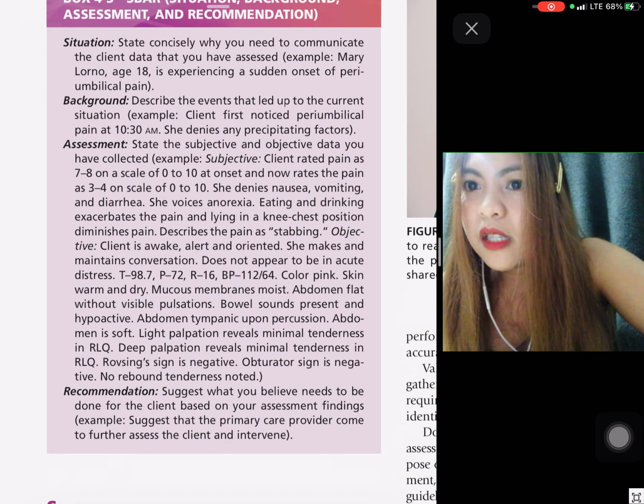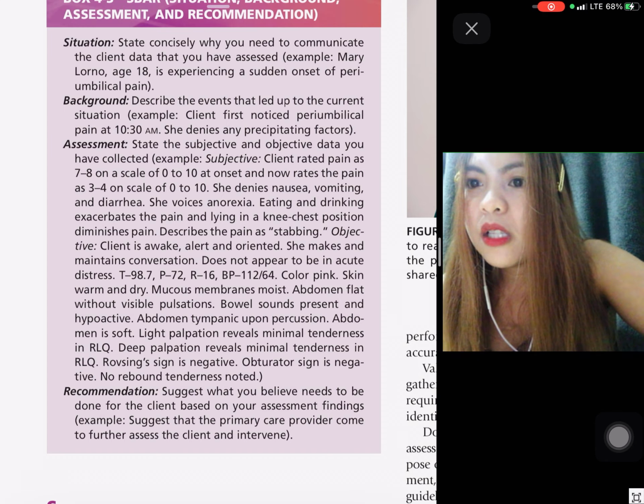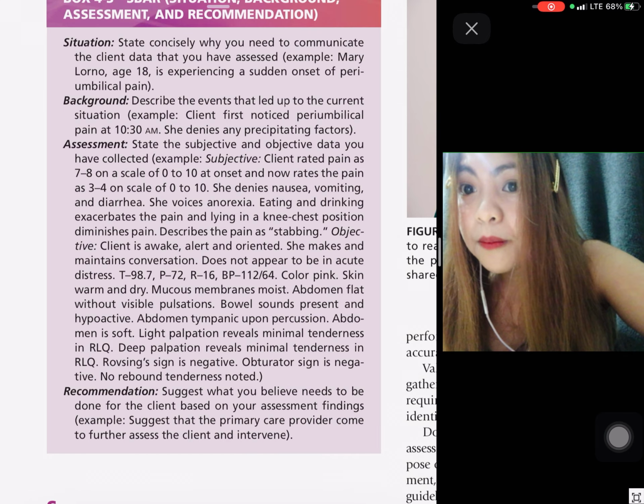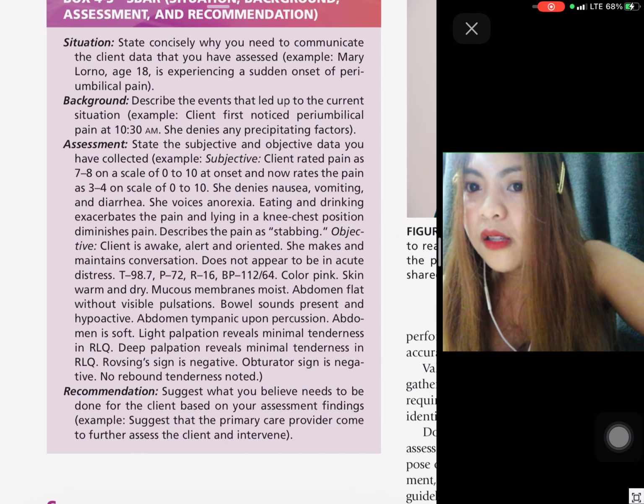Objective. Client is awake, alert, and oriented. She makes and maintains conversation, does not appear to be in acute distress. Temperature 98.7, pulse rate 72, respiratory rate 16, BP 112/64, color pink, skin warm and dry, mucous membrane moist, abdomen flat without visible pulsation, bowel sounds present and hypoactive. Abdomen tympanic upon percussion, abdomen is soft. Light palpation reveals minimal tenderness in right lower quadrant. Deep palpation reveals minimal tenderness in right lower quadrant. Rovsing sign is negative. Obturator sign is negative. No rebound tenderness noted. So, yun yung assessment.